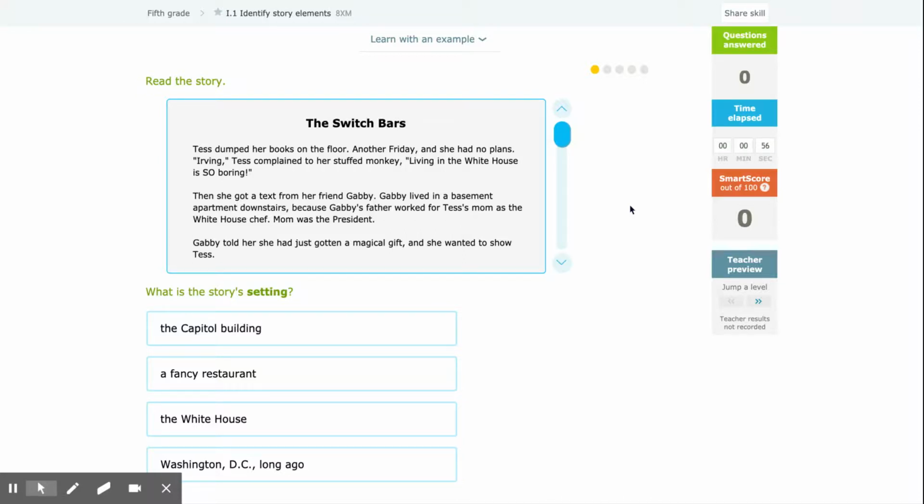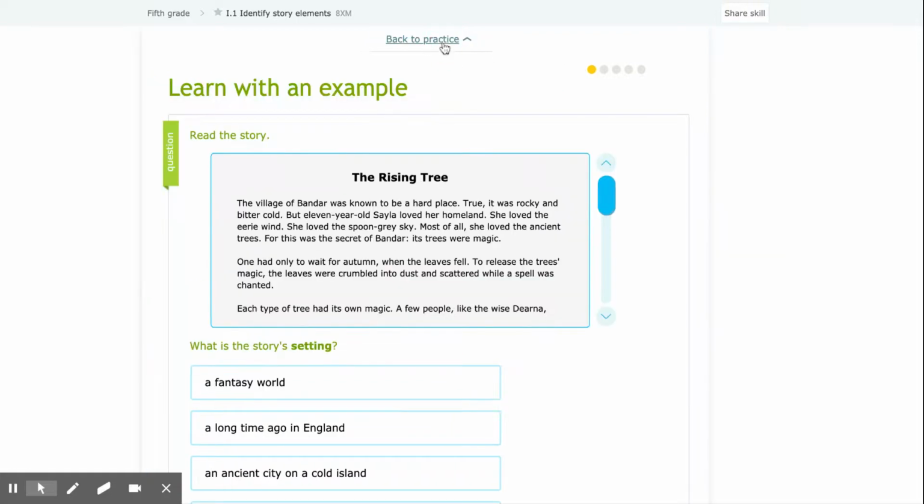Today we will identify story elements. Your task for the day is to read the story and then answer the question regarding the story elements. Let's learn with an example.